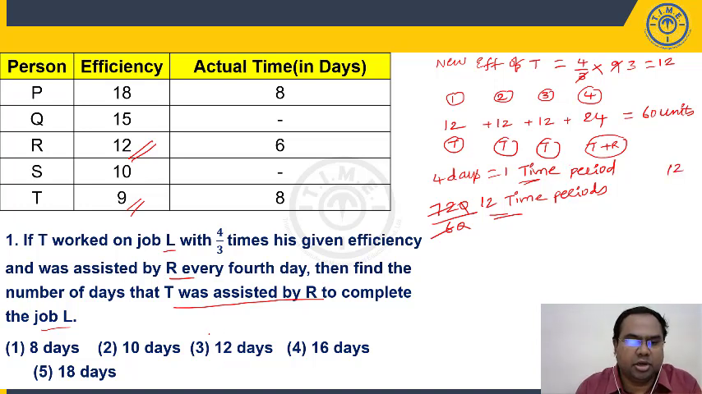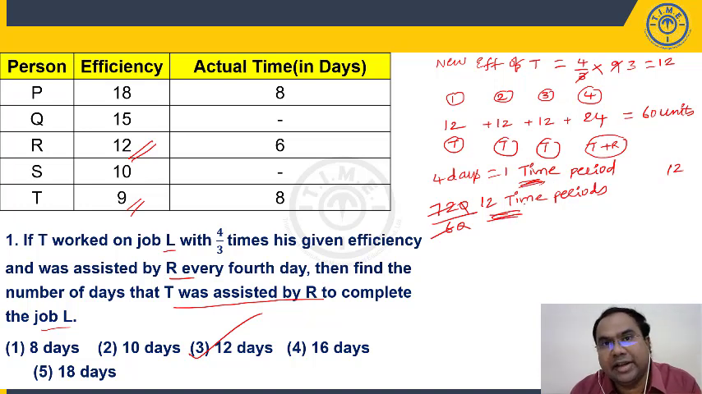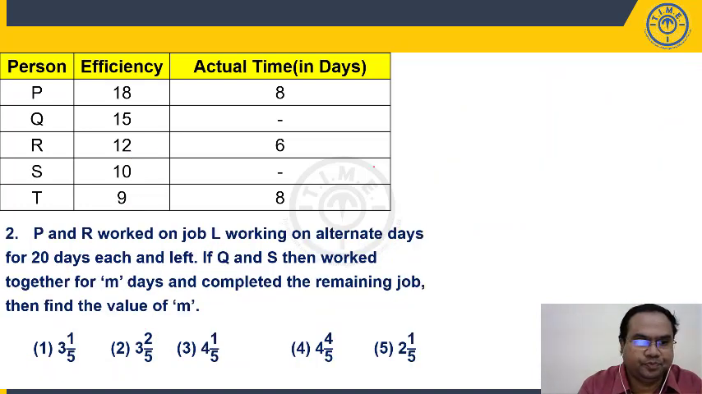So total he was assisted on how many days? 12 days. So every 4th day R is coming. These 4 days we are taking as one time period. Work is completed in 12 such time periods. That means R is assisting T 12 times. So it is 12 days. 12 days is present in choice 3.